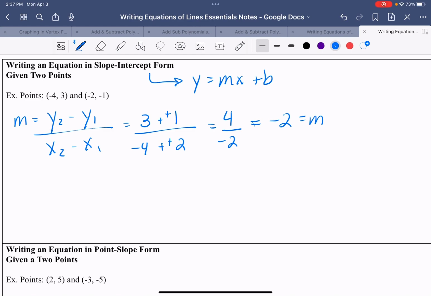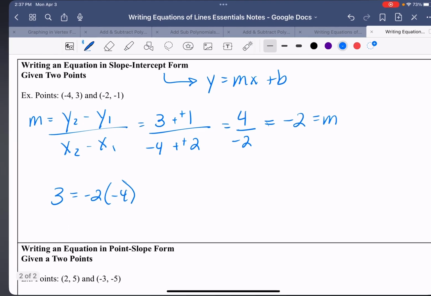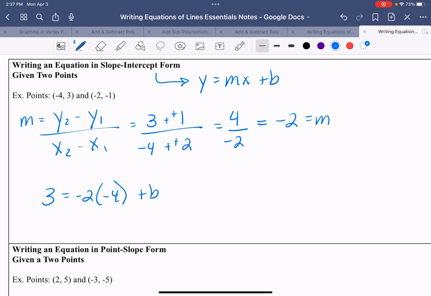Now I have a point right here and right here. Well, I don't know what my y-intercept is, so now I have to do that extra step that we did in the last problem and solve for b. So let me just pick a point. I'm just going to pick this one, for example, and plug it into my y equals mx plus b. So my y is 3 equals my new slope that I found, -2, times -4, which is x of that point, plus b.